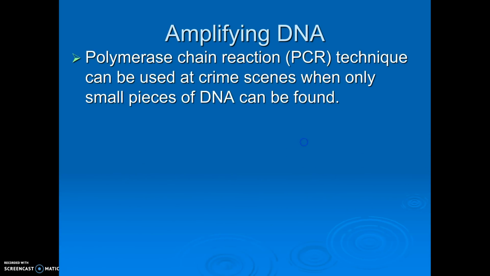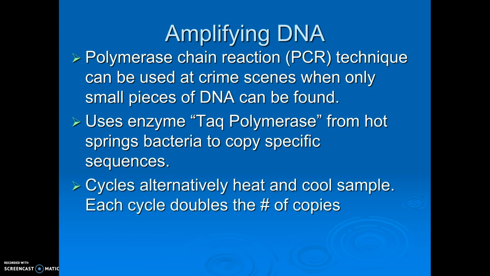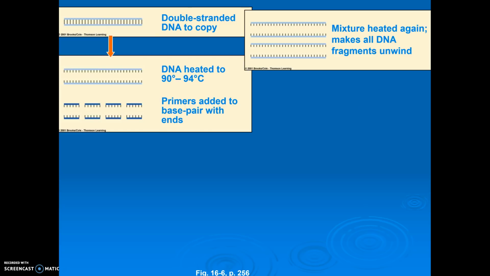The last thing here, amplifying DNA, making copies of it. There's a technique called PCR, or polymerase chain reaction. It uses an enzyme from the hot springs. I'm just going to give you, it basically uses something called a thermal cycler. It heats and cools the DNA a bunch of times, and it makes lots of copies of it. You're not going to be tested on it, although they could mention it on the AP exam, so I'm just going to explain it real quick.